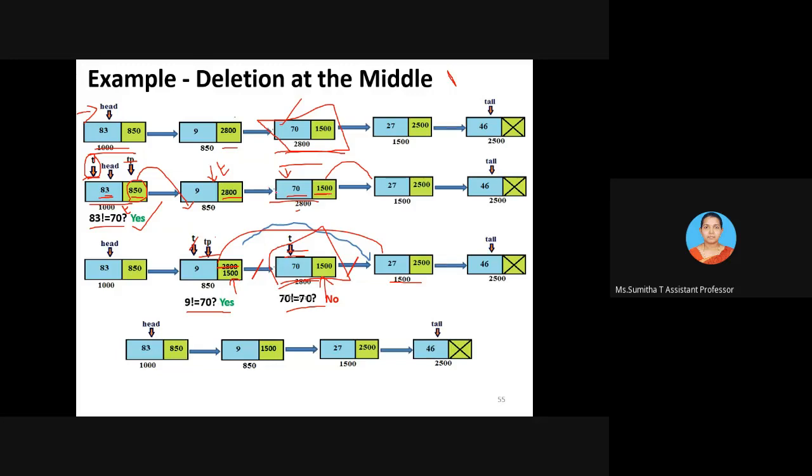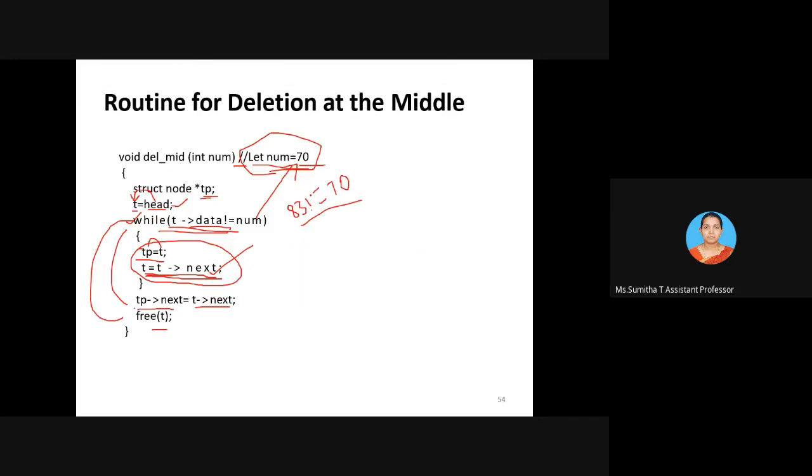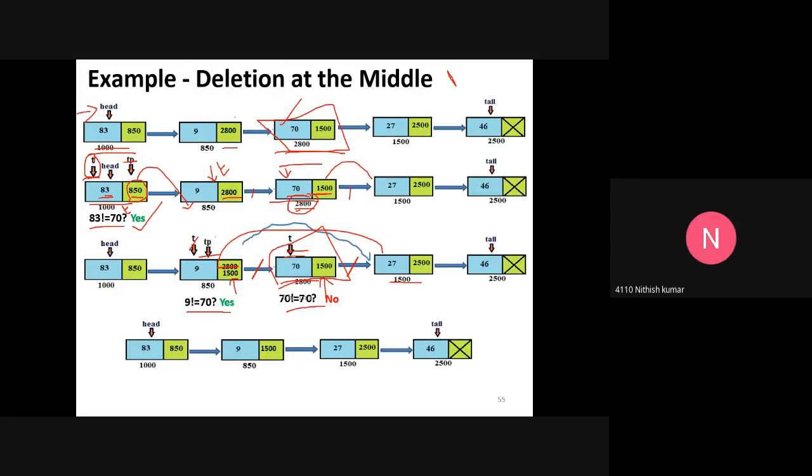So there is no connection. No other node has the address of the particular third node, so the connection is dropped here. We can free up the memory by free of t. Is it clear, Nitish? Yes, ma'am. Okay, fine.